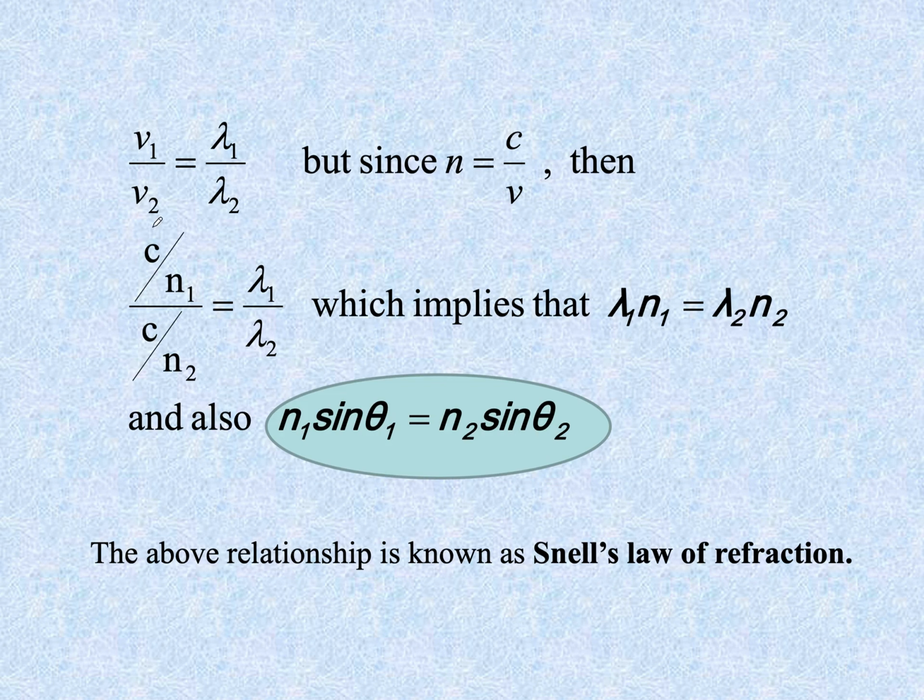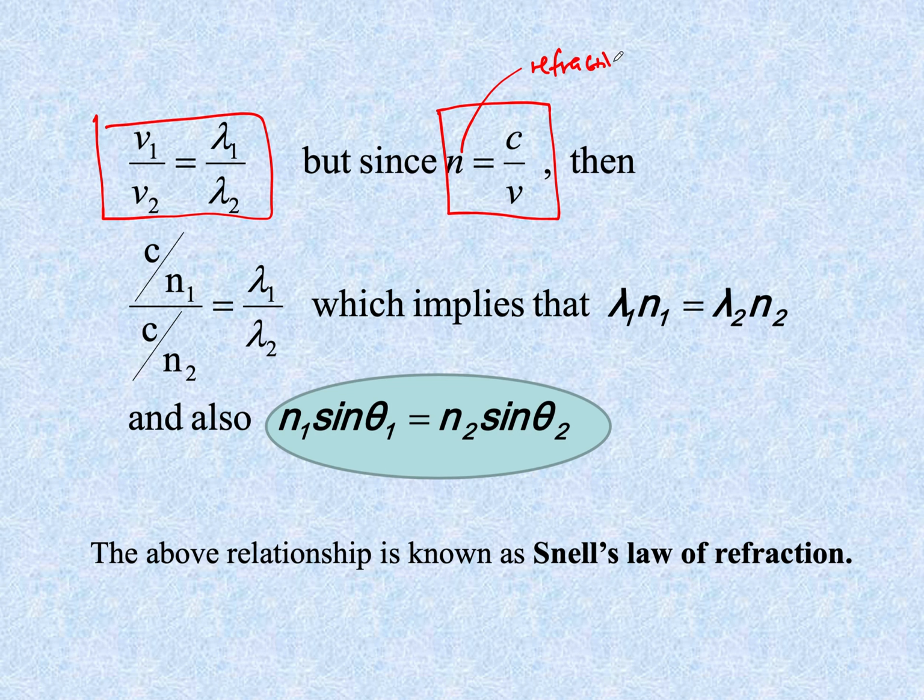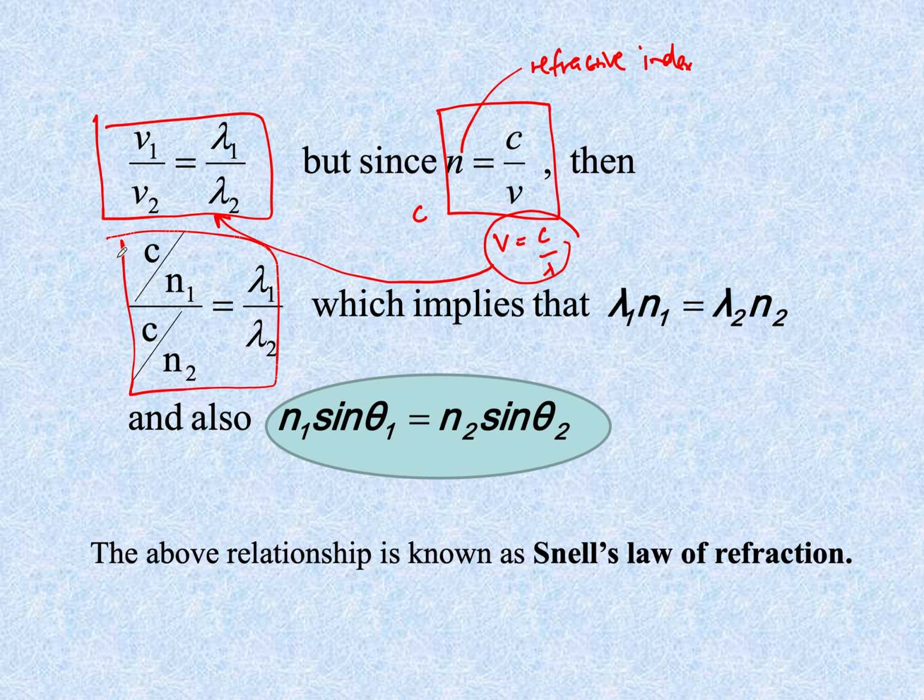From here, we have the relationship v1 over v2 equals lambda 1 over lambda 2, and another relationship, n equals c over v, where n is the refractive index. When we substitute v equals c over n into this formula and simplify, we finally get lambda 1 n1 equals lambda 2 n2. This refers to medium 1 and this to medium 2, the different media.